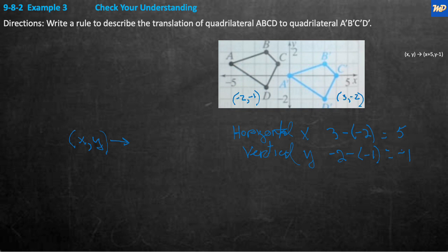So this translation will come out to be, back over here where we started, as I'm going to put up the parens, it's going to be x, what? X plus 5, comma, y, what? Minus 1. Close paren. There's the rule. X plus 5, y minus 1.